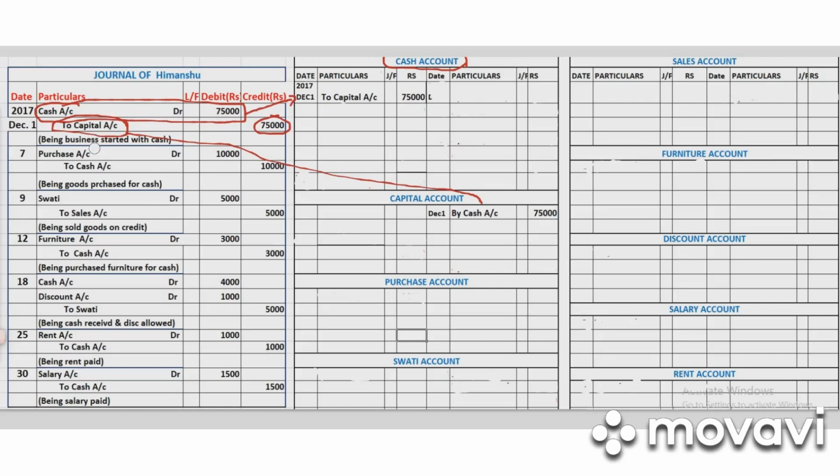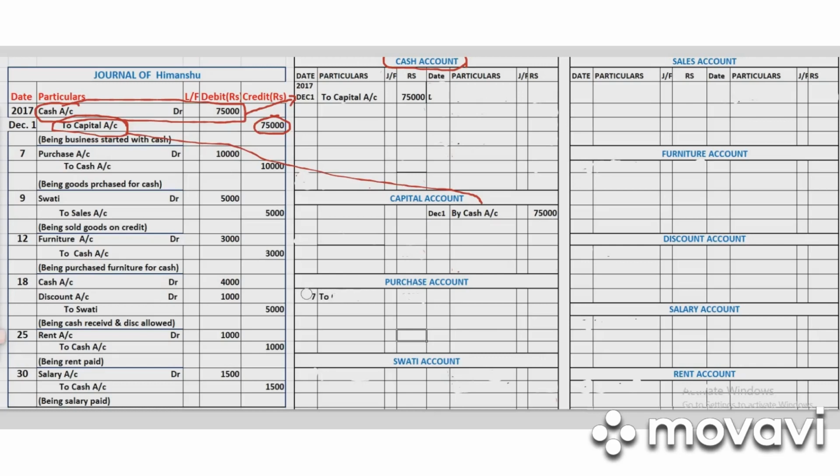So when we do one more entry, you will get it very clear. Now the second one, you see purchase account. Purchase account is debited. Where is purchase account? You just find out purchase account. See here there is purchase account. So purchase account, it is debited. So you come to purchase account debit side. You can see purchase account debit side.